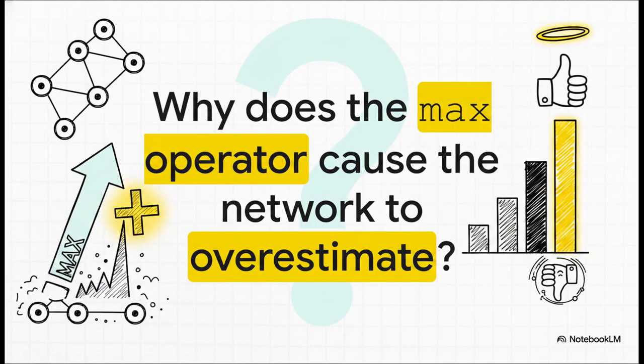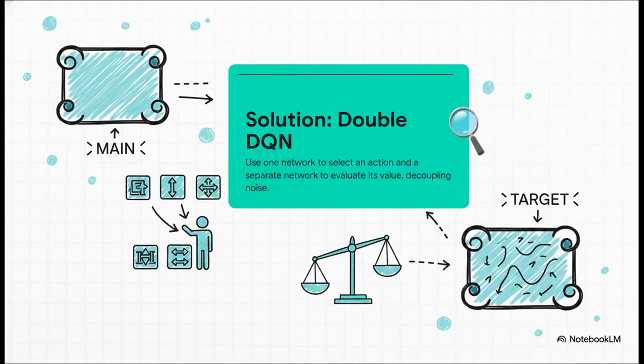All right, the second issue is a bit more subtle. It all comes down to that max operation in the Bellman equation, where we pick the best possible next action. The problem is, the max operator is an optimist. Because of random noise in the network's estimates, it will occasionally see a high value for a bad action, just by luck. The max operator latches onto that noise, which leads to the network systematically thinking it's doing better than it really is. And this is where double DQN comes in.